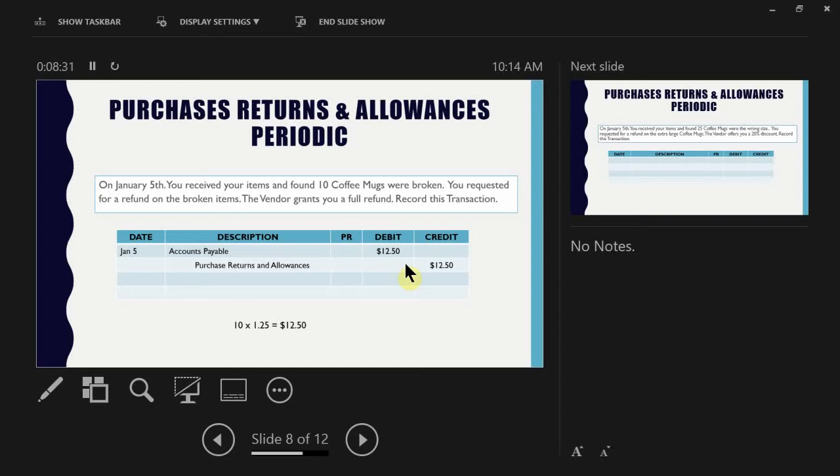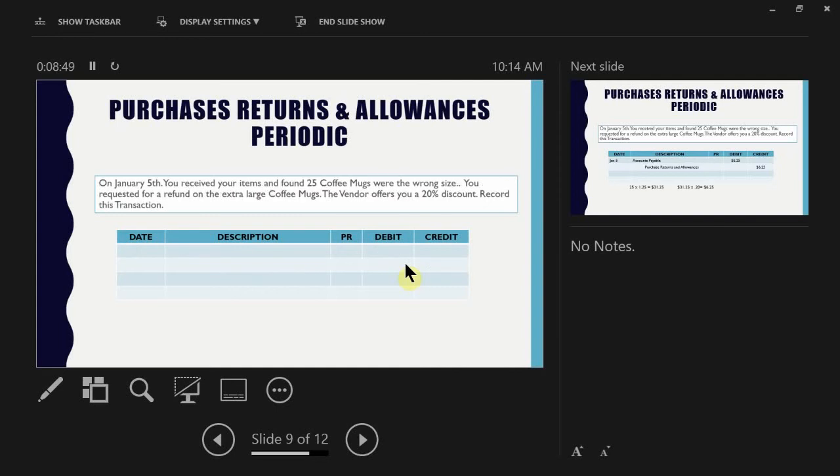Straightforward, pretty easy. You can never return tax. Sorry, if you do get tax, yes, you can return the tax. In this case, you cannot return shipping.